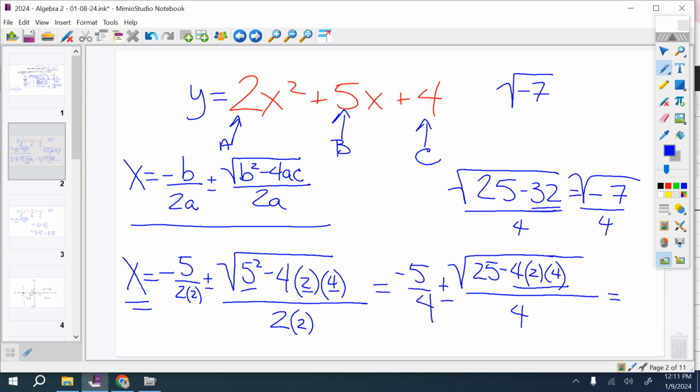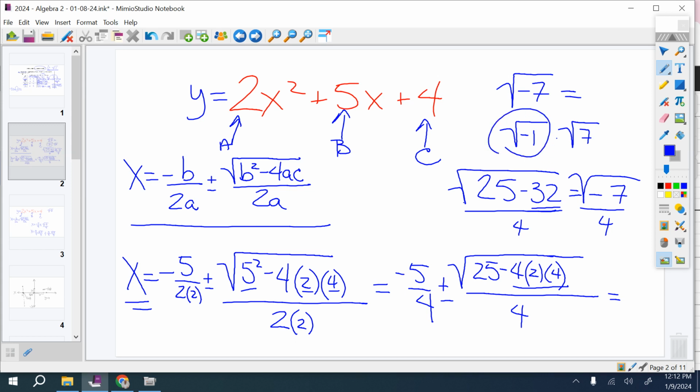Okay, well, 25 minus 32 is under a radical. It's the same as negative 7. So the square root of 25 minus 32 is equal to the square root of negative 7. The square root of negative 7 can't be found. We have to break it into the square root of negative 1 times the square root of 7. And as we said before, the square root of negative 1 is equal to i.